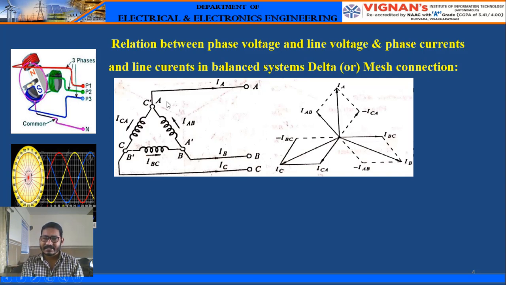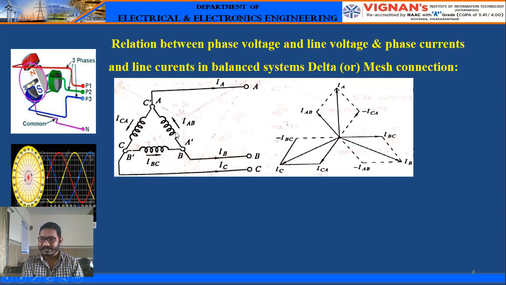One end A, another end A dash. Similarly, one end B, another end B dash, and one end C, another end C dash. Now we have connected them in a closed form, so C dash equals A, A dash equals B, B dash equals C. The current flowing through phase winding A to A dash we call IAA dash or IAB. Similarly, the current flowing through BC is IBC, and the current flowing through CA is ICA.